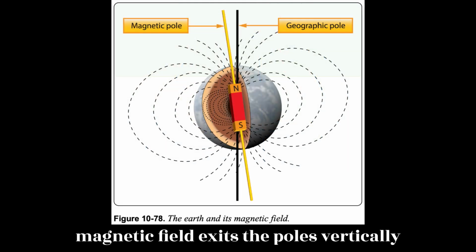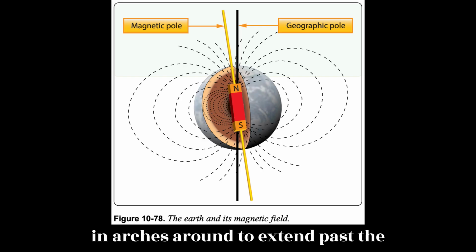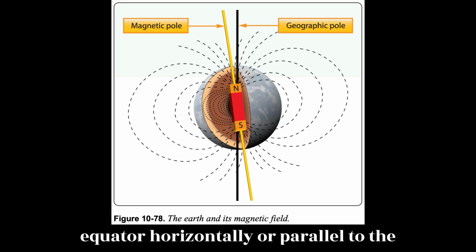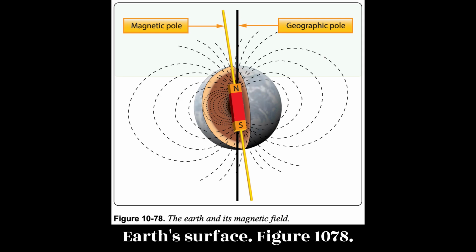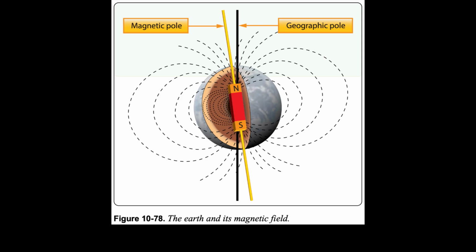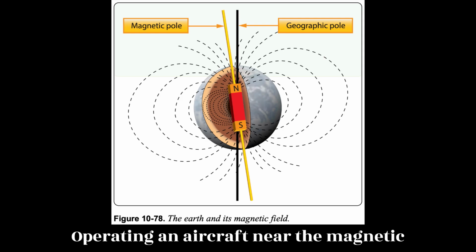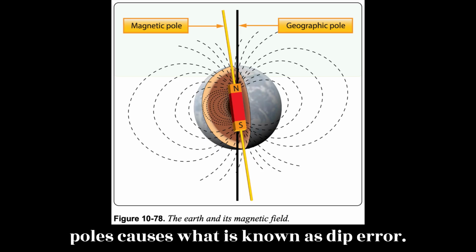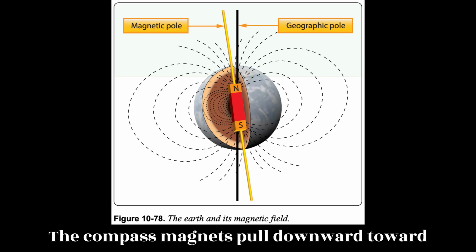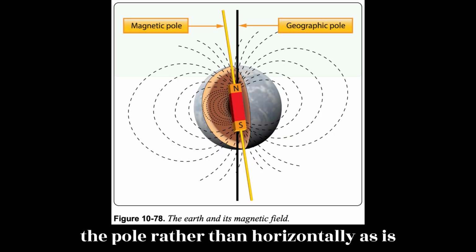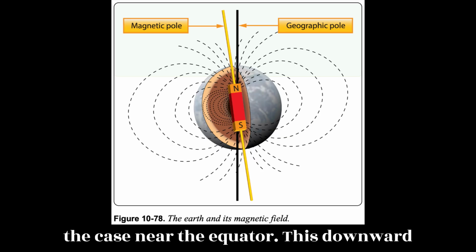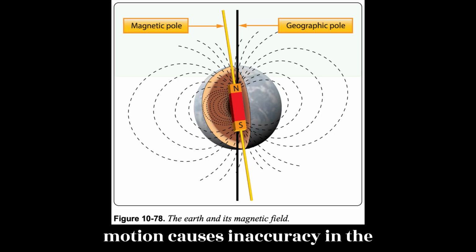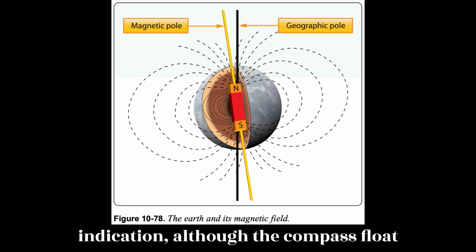The Earth's magnetic field exits the poles vertically and arches around to extend past the equator horizontally or parallel to the Earth's surface. Figure 10.78. Operating an aircraft near the magnetic poles causes what is known as dip error. The compass magnets pull downward toward the pole, rather than horizontally, as is the case near the equator. This downward motion causes inaccuracy in the indication.